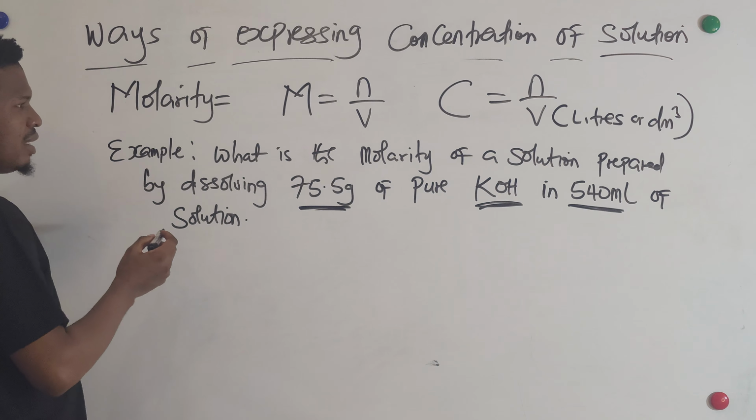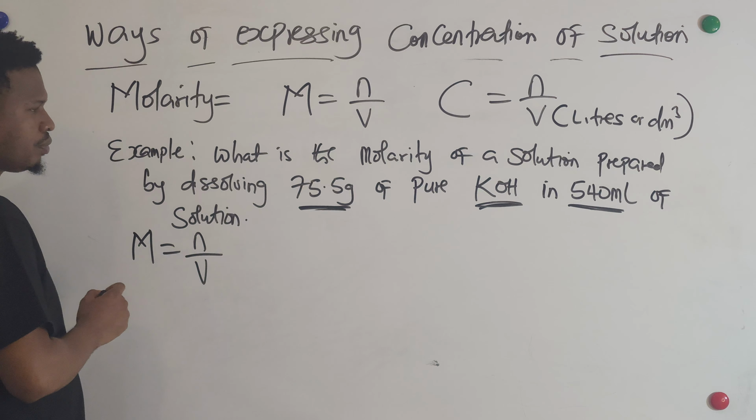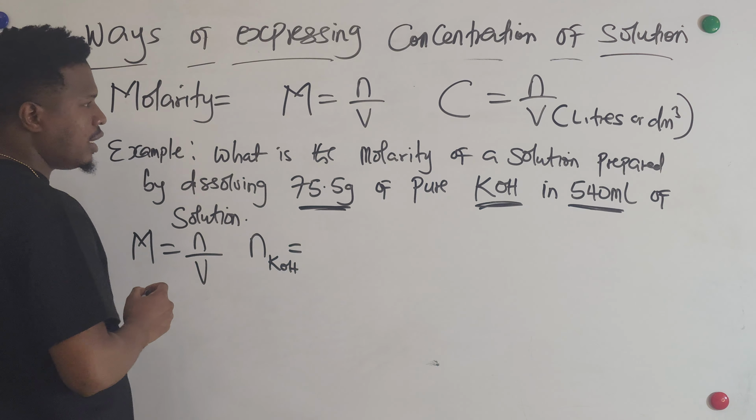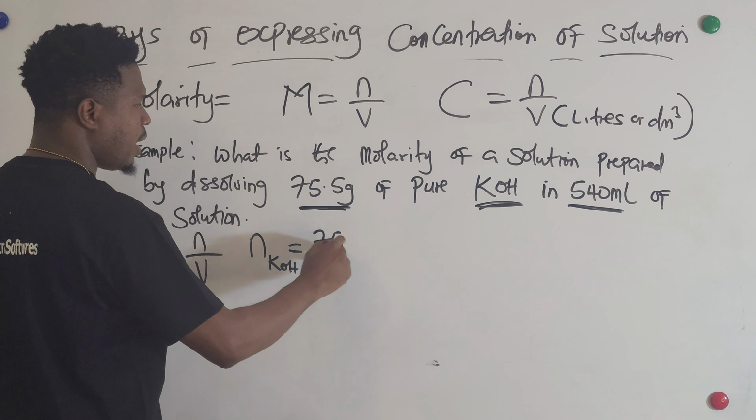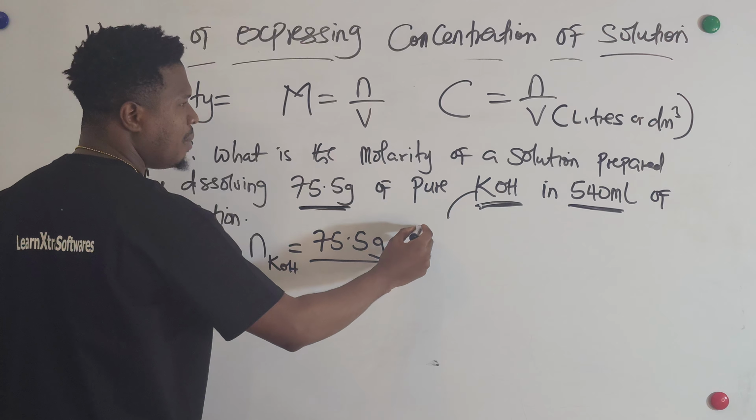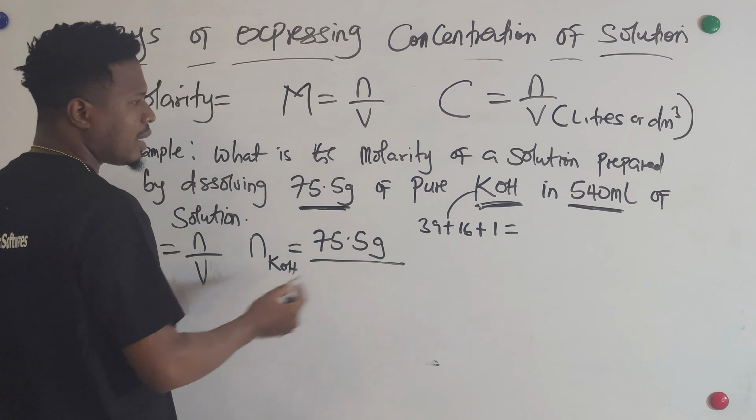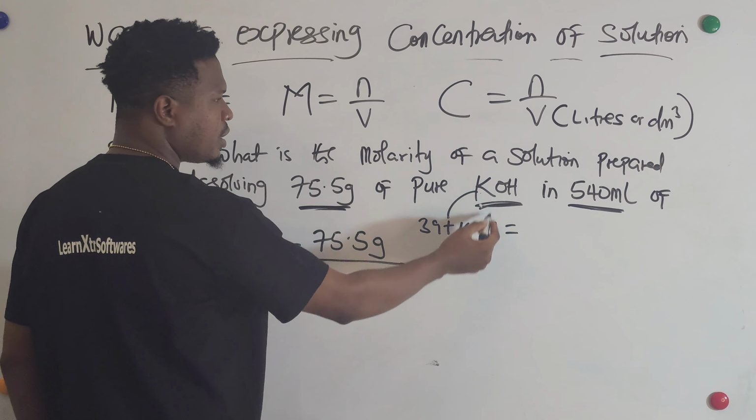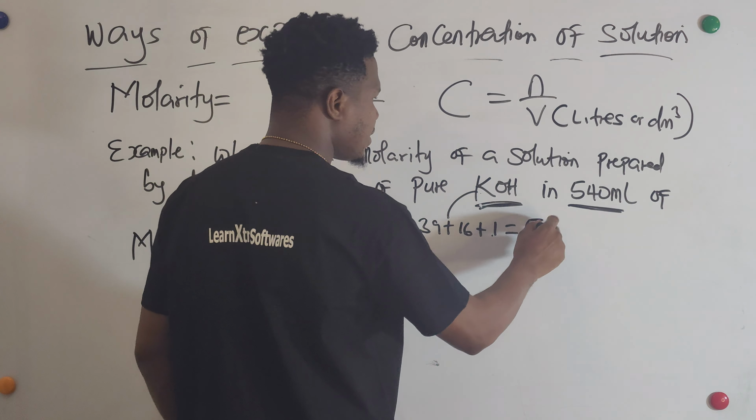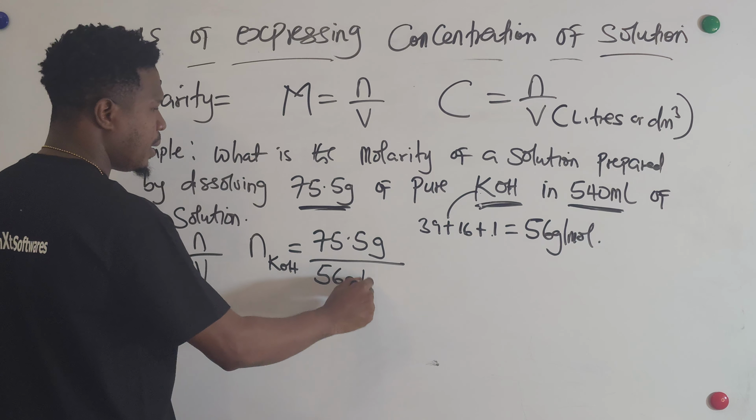Remember that molarity is giving us number of mole over volume. So how do we get number of mole of the KOH? Number of mole of the KOH is simply dividing this mass, 75.5 gram, all over the molar mass. The molar mass is 39 plus 16 plus 1. 39 is the atomic mass of potassium, 16 is the atomic mass of oxygen, 1 is hydrogen. So when you sum it together, the total mass will give you 56 gram per mole. So you divide this by 56 gram per mole.